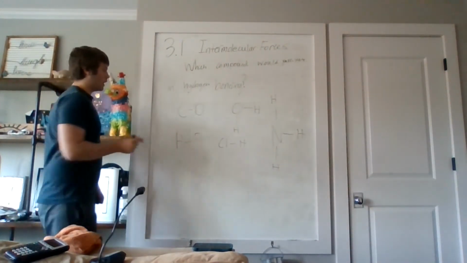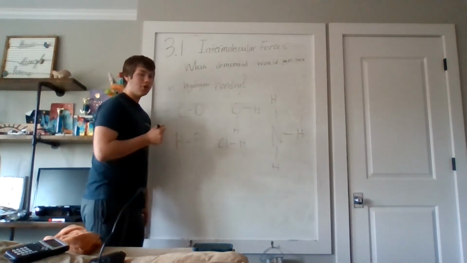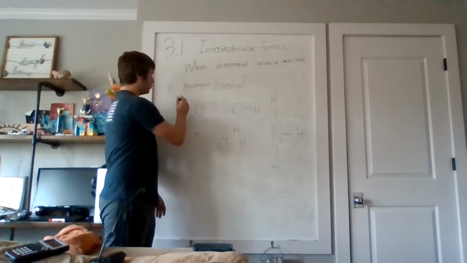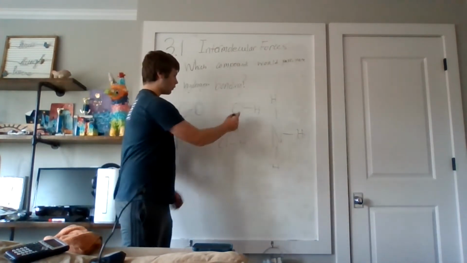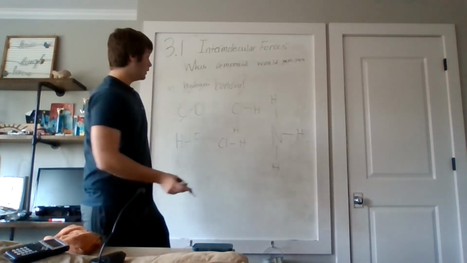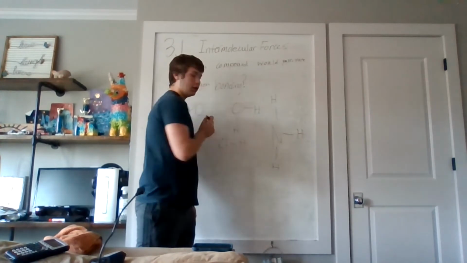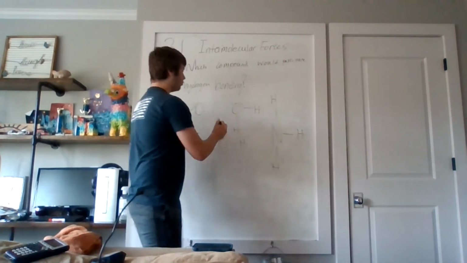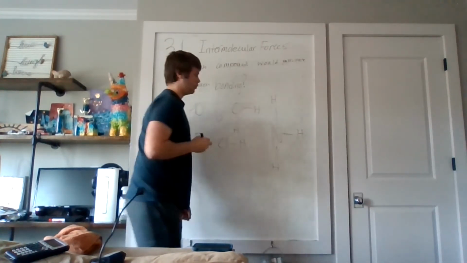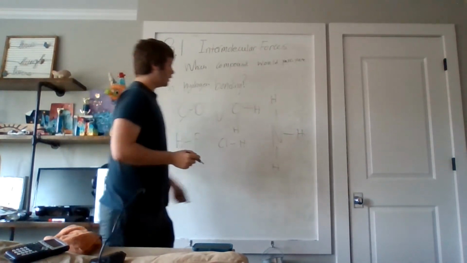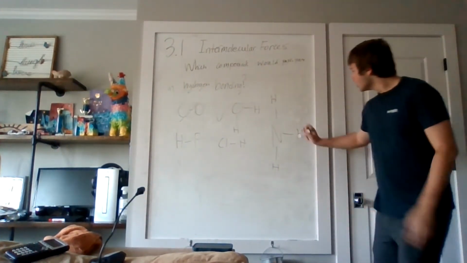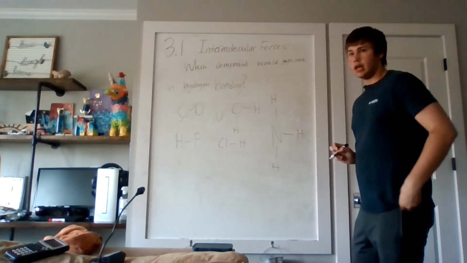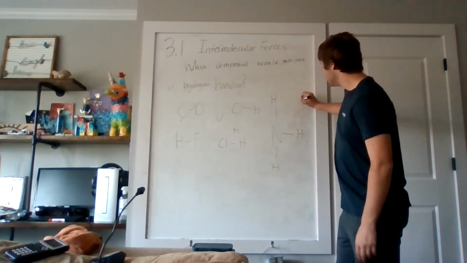So let's take a look at carbon monoxide. We have carbon and we have oxygen, but no hydrogen. So carbon monoxide is not going to cause hydrogen bonds. H2O has a hydrogen bonded to an oxygen. So H2O will exhibit hydrogen bonding. Ammonia, or NH3, has nitrogen bonded to hydrogen. So yes, this will exhibit hydrogen bonding.